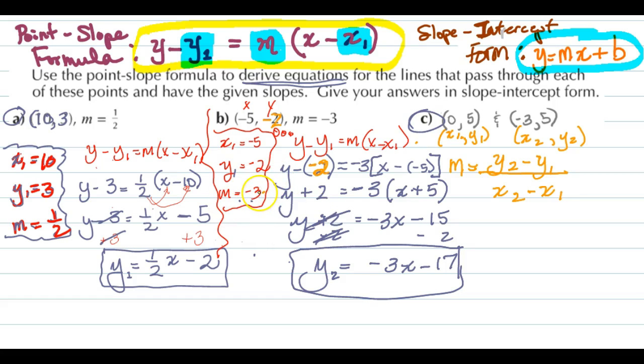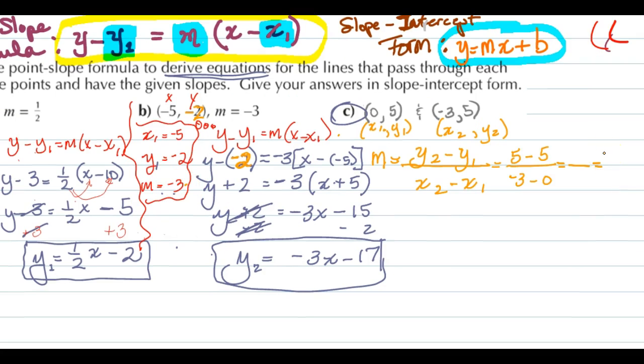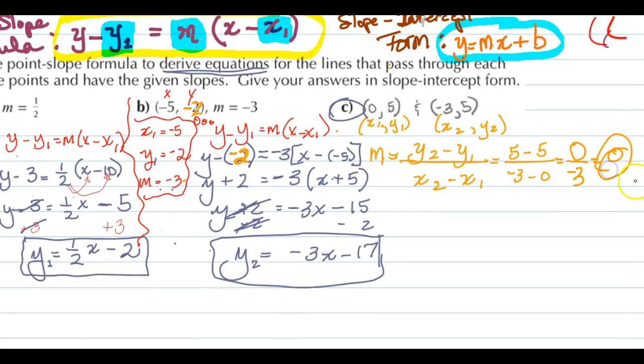All right, here we go. All right, so look. Here's what we had, 5 minus 5, right? Because we subtracted the y2 minus y1, right? And then in our denominator, we have the -3 minus 0. So what do we get? So 5 minus 5 is what? 0. And we have a -3 in the denominator. 0 in the numerator is fine. It's just fine. Because what is 0 divided by -3? It is 0. So there's your slope.